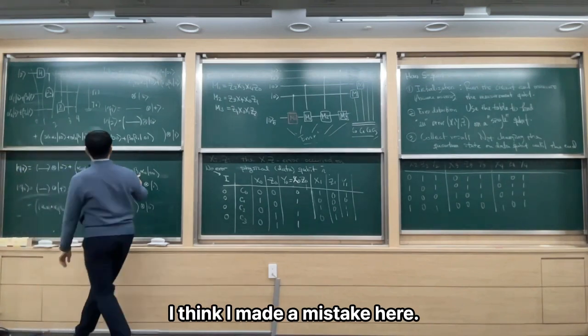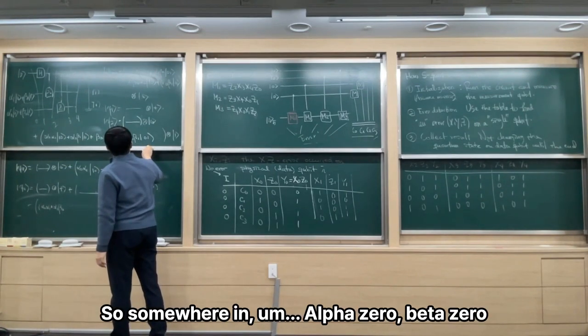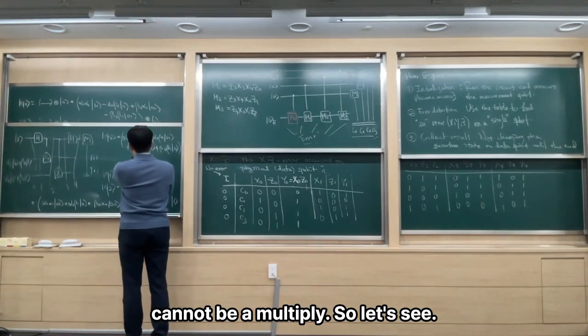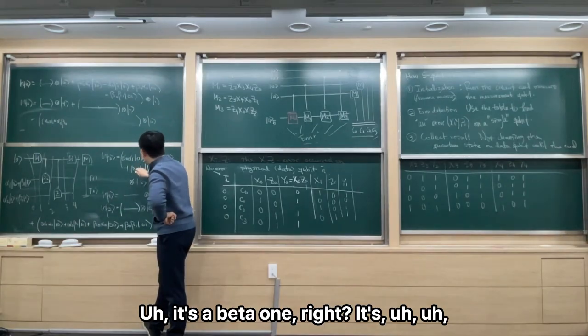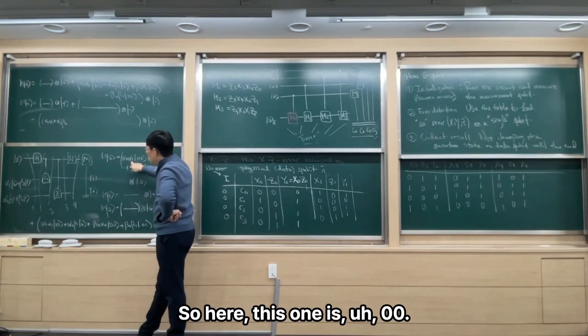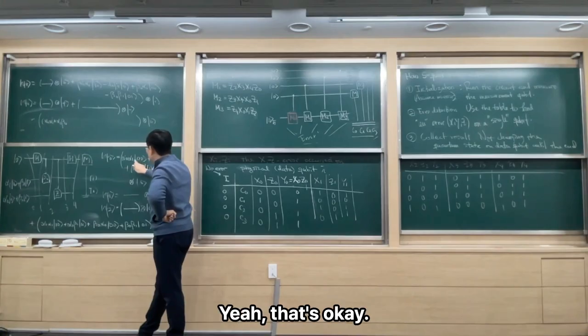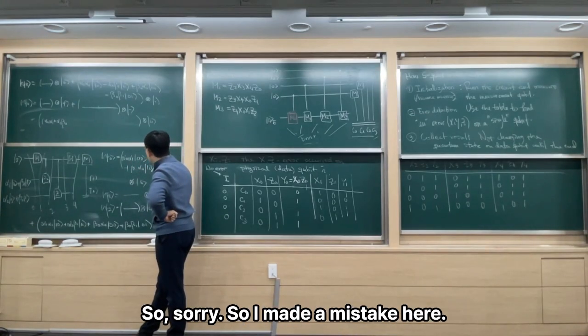I think I made a mistake here. Alpha 0, beta 0 cannot be multiplied. So let's see. It's a beta 1, right? Let me see. So here, this one is 0, 0. Yeah, that's okay. And then 0, 1. It's okay. Sorry, I made a mistake here.